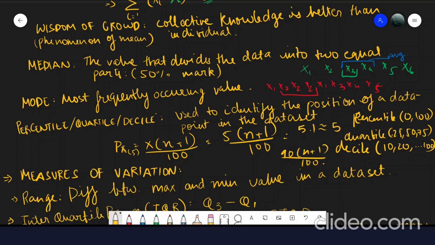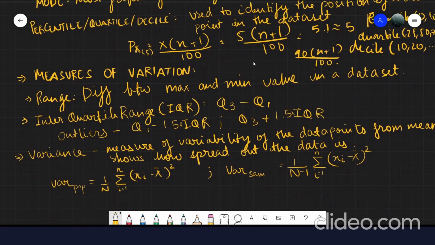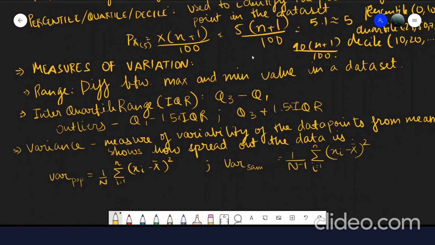Okay. So now moving on to the measures of variation. The measures of variation also help you find the characteristics of your data set. The first one is the range. The range is very simple. It's just the difference between the maximum and the minimum value in your data set. So yeah, that's what the range is. The range is the maximum value minus the minimum value. It basically tells you how large in magnitude your data set is.